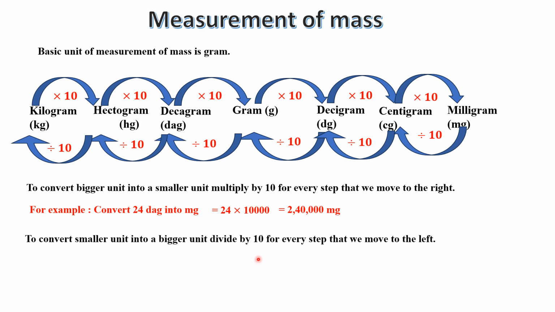Now to convert a smaller unit into bigger unit, you have to divide it by 10 for every step that we move to the left. So if you have to convert 21.6 decigram to decagram. Now decigram is here, decagram is here. You are converting smaller to bigger. So you have to divide. Now how many times are you moving to the left? 2 times, right? So you have to divide it by 100. Now if you can see in 100 two zeros are there and decimal point is here between 1 and 6. You have to shift 2 times to the left. So 1, 2. So the answer will be 0.216 decagram. Now we will see some more questions.